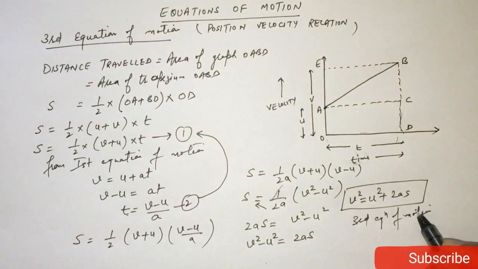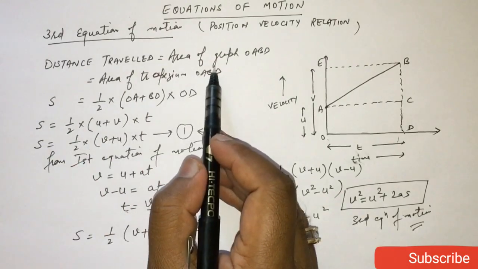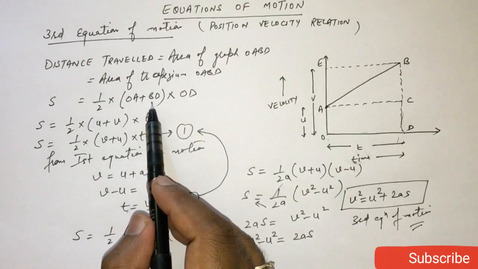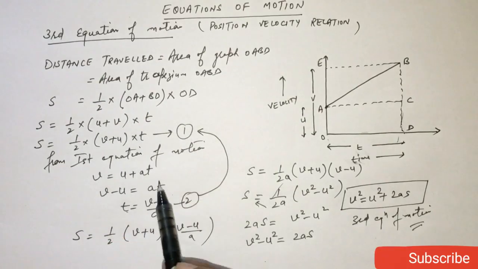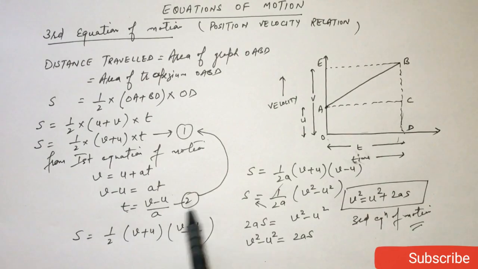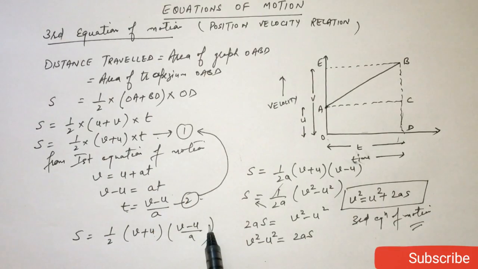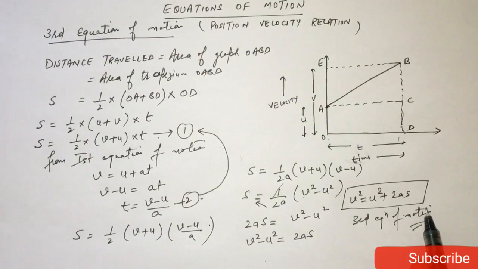equation of motion. Fine. I am repeating again, starting with distance traveled, that is the area under the graph, which is a trapezium. The formula of a trapezium is half into the sum of parallel sides into height. Put the values. Using the first equation, calculate the value of T and put this value in equation number 1. Now A plus B, A minus B, becomes A square minus B square. Cross multiply it, we have V square minus U square is equal to 2AS. Rearranging it, we have V square is equal to U square plus 2AS. Clear? Thank you.